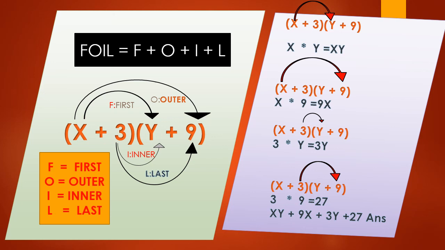Now you look at our answer. xy is the first term, plus 9x is the second term, plus 3y is the third term, and plus 27 is the last and final term. So this is the answer. So here we have applied the FOIL formula, and you can easily solve your binomial by following the formula of FOIL. So this is enough for today's lecture.